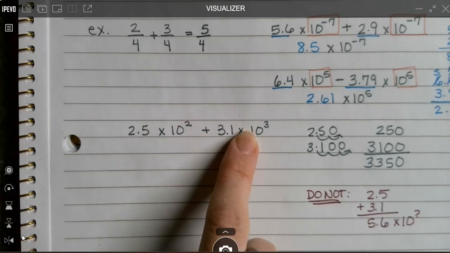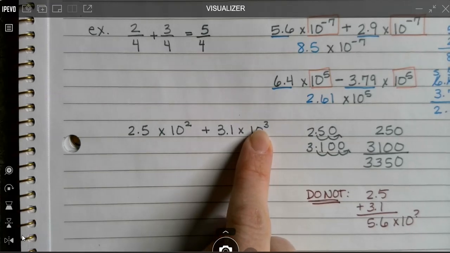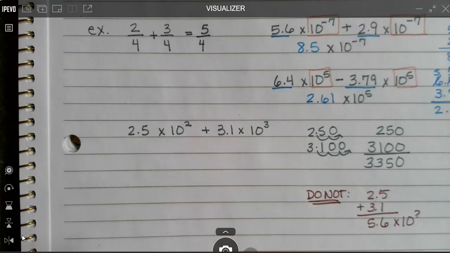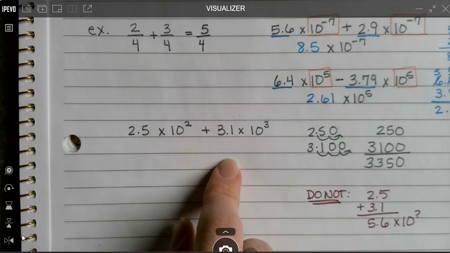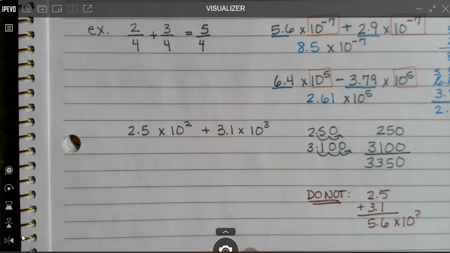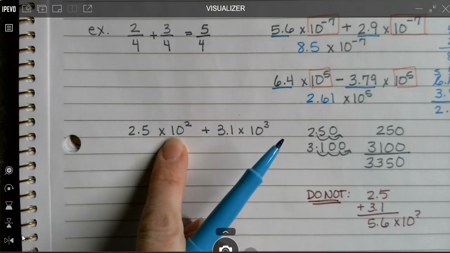It really doesn't matter. However, if you always go towards the bigger exponent, like make them both the biggest exponent, it's going to make your life easier at the end. If you go towards the smallest one, you're probably going to have to do some additional converting at the end. So let's just give this one a try. We want to make 2.5 times 10 to the second something times 10 to the third.